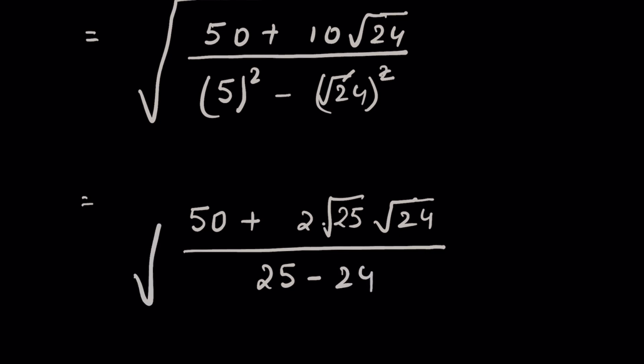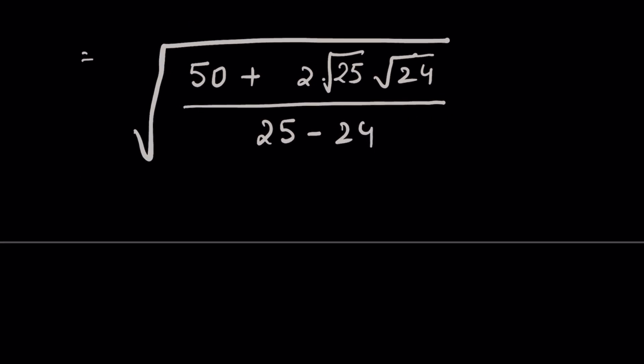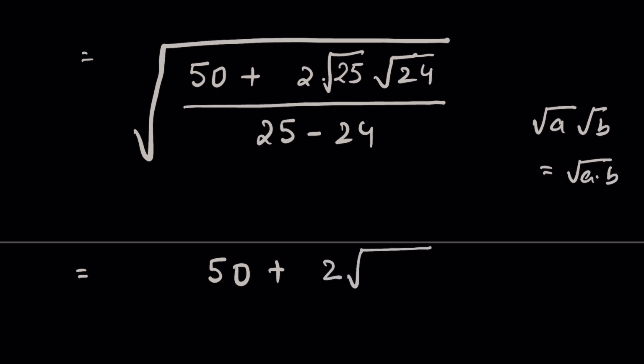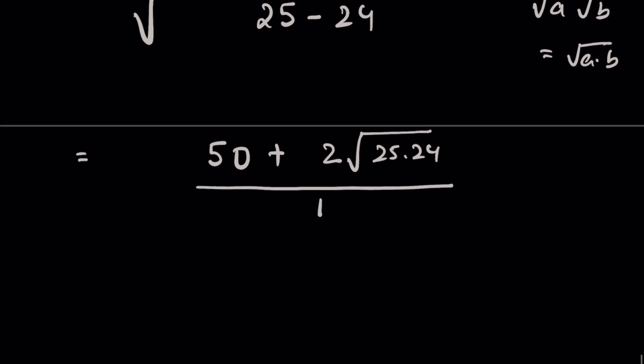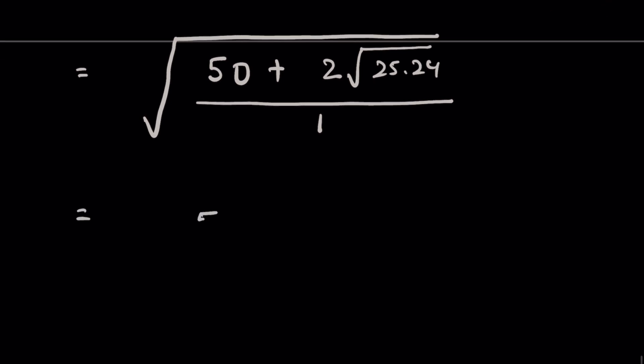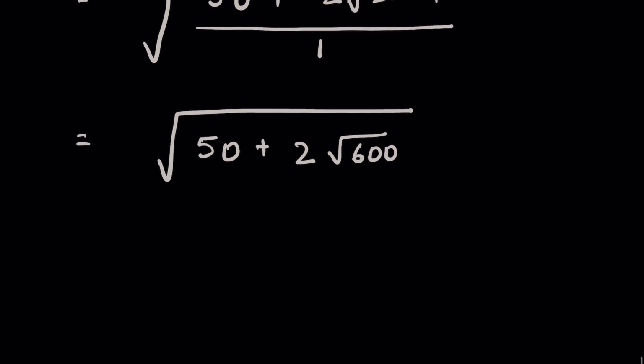Under the square root, 50 plus, then square root of a times square root of b is equal to square root of a times b. So it will be 2 times square root of 25 times 24 upon 25 minus 24, which is 1. Now 50 plus 2, and 25 times 24 is 600 under the square root.